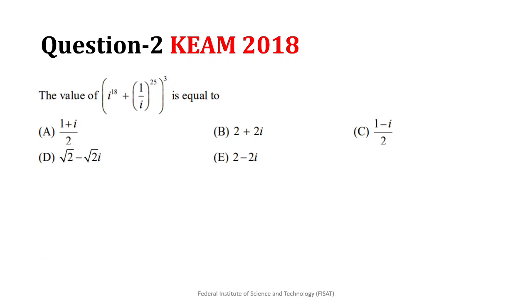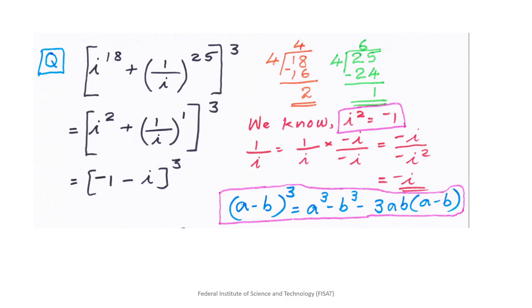Consider this question. i raised to 18 plus 1 by i raised to 25, the whole cube. The same technique can be applied here. 18 when divided by 4 leaves remainder 2, so it will be i square. 25 when divided by 4 leaves the remainder 1, so 1 by i raised to 1. Now here it is 1 by i, so you have to multiply it with its conjugate, that is i's conjugate is minus i, so minus i in the numerator and minus i in the denominator. Your answer will be minus i.